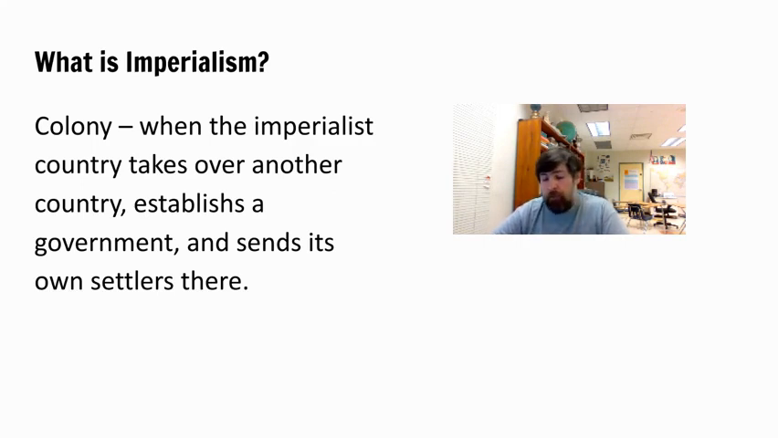A colony is when the imperialist country completely takes over the other country and they establish their own government in the place, and then they send their own people there to go settle, right? So the United States started off as a colony where colonizers came to the United States, which was not called the United States at that point in time, and killed, cheated, and otherwise displaced the indigenous Americans who lived here, and then established their own colonial governments and basically replaced all of the indigenous people. So that's one form of imperialism.